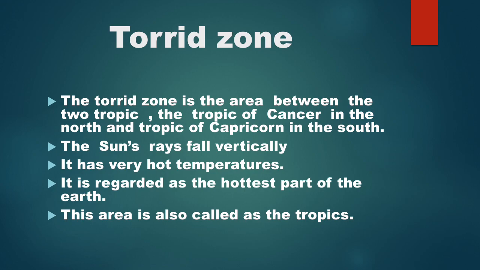The torrid zone is the area between the two tropics, the Tropic of Cancer in the north and the Tropic of Capricorn in the south. The sun's rays fall vertically. It has very hot temperatures. It is regarded as the hottest part of the earth. This area is also called the tropics.